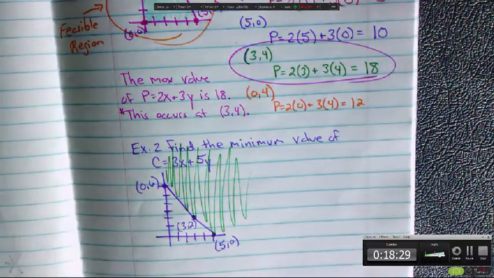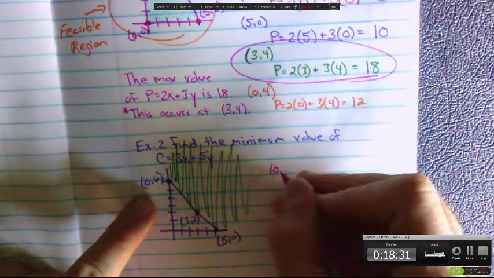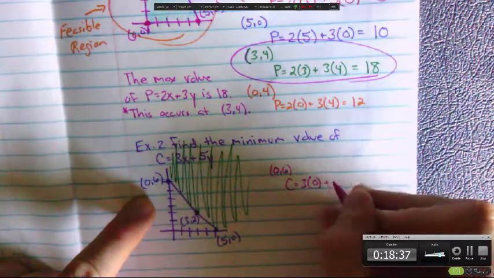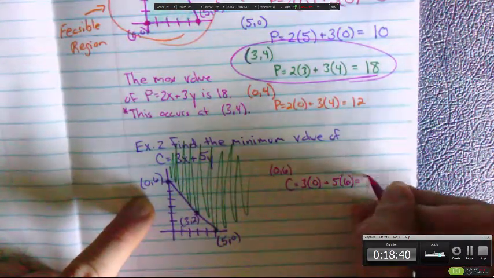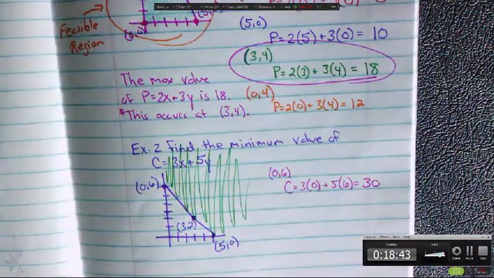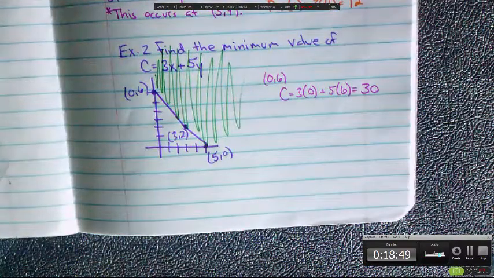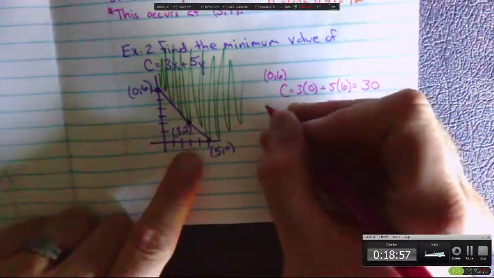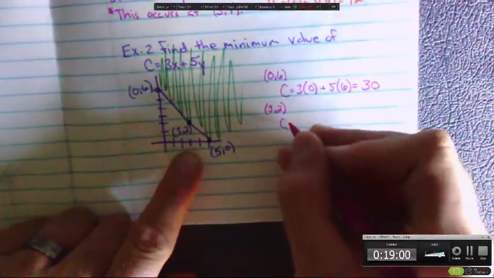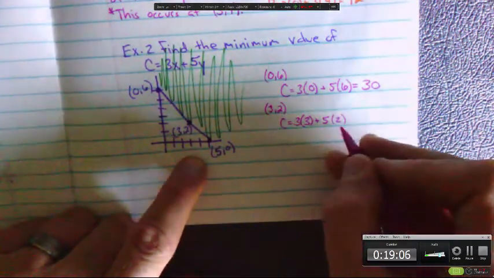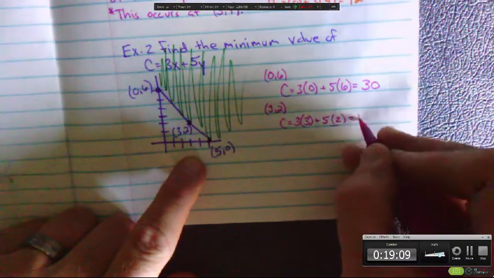Okay? So we're going to take a look at each of those vertices. 0, 6. And we're going to plug each of these into the cost function. So to find the minimum value, we'll plug in 0, 6. We get the cost is 30. Plugging in 3, 2, we get 9 plus 10, which is 19.